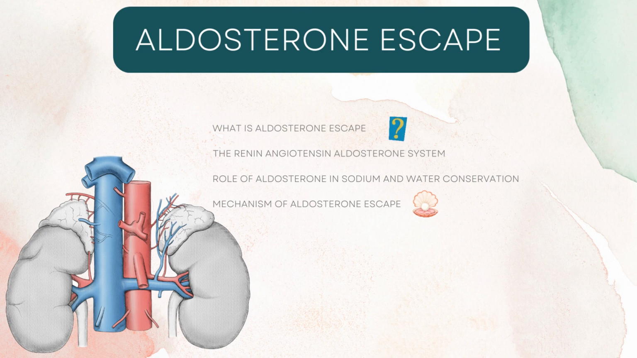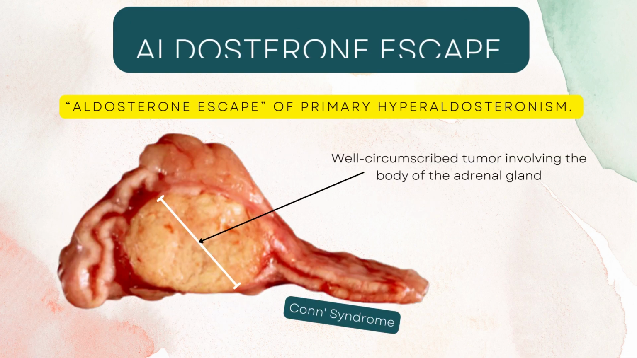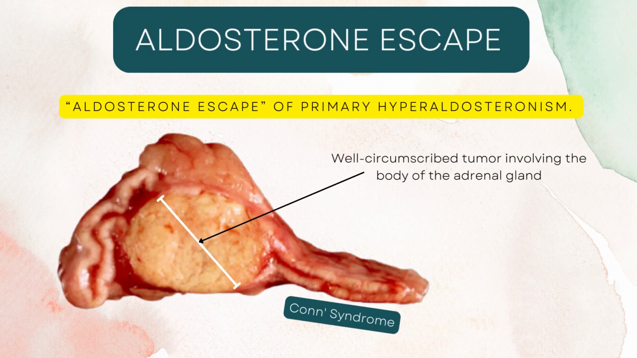Aldosterone escape has been applied to two pathophysiologic states encountered in the practice of endocrinology. The first is the classic aldosterone escape of primary hyperaldosteronism. This phenomenon was first described in patients with Cone syndrome, which is an aldosterone-producing adrenal tumor associated with hypertension.